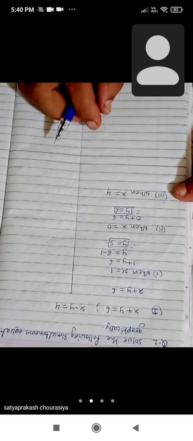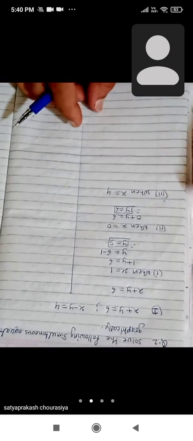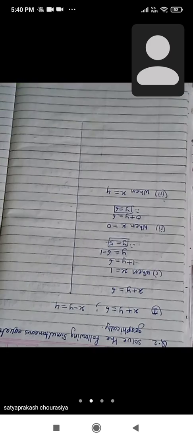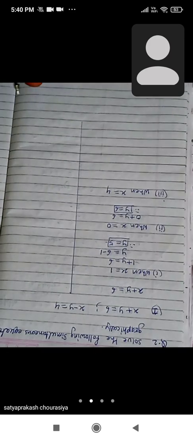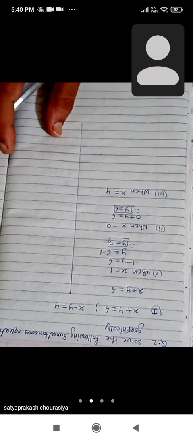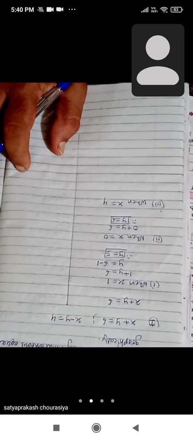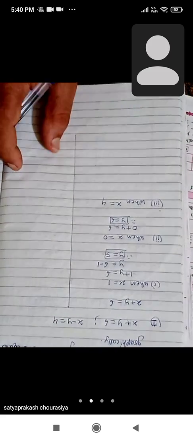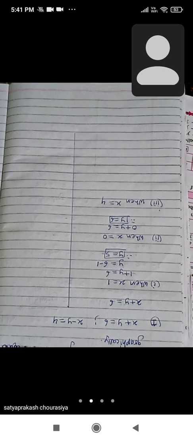Now the third point, when x is equal to 4. Suppose x is equal to 4. You can take the x value as 2 also, you can take the x value 1 also, minus 1 also. Here you will get different points. Different students will have different points, but the answer will be the same, because one line has infinite points. एक लाइन के ऊपर क्या होता है, infinite points होते हैं. So that's why different students will get different points.